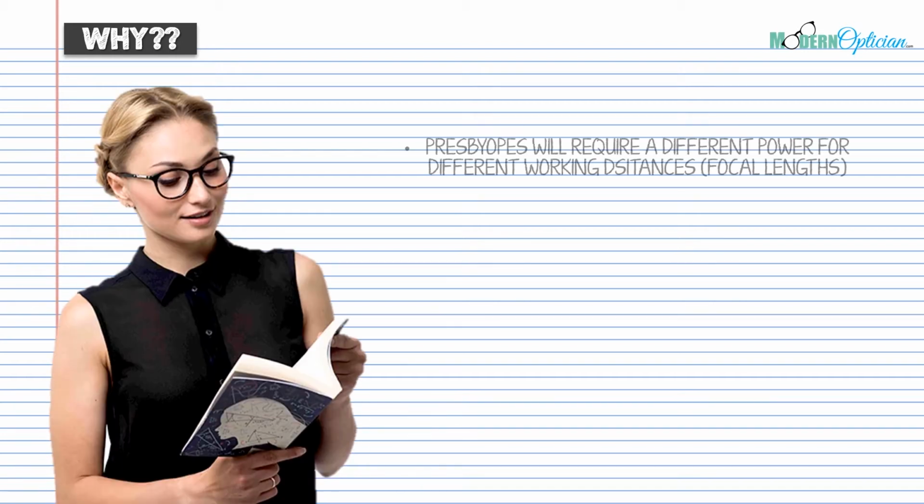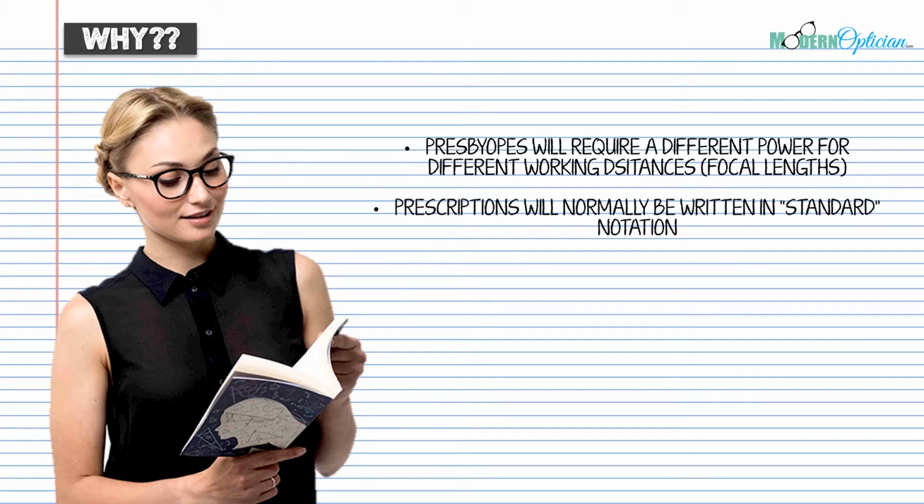All right, as you know by now, I like to jump into the why before we jump into the how, and this is no different. So let's take a look at a few things. Presbyopes will require different power for different working distances because those different working distances involve different focal lengths. And as we know from all our studying so far, depending on the focal length, it will have a different dioptric demand. Now, the prescription will normally be written in standard notation, which involves the distance portion and the add.